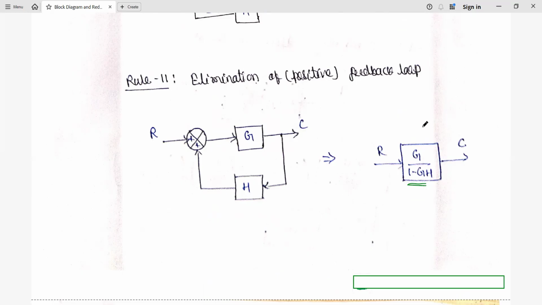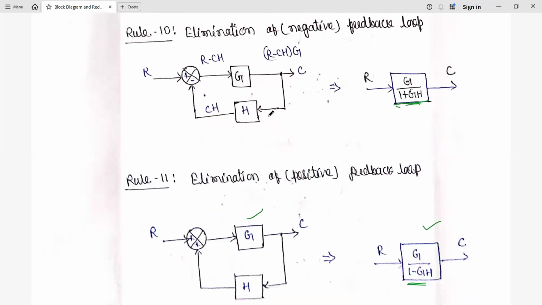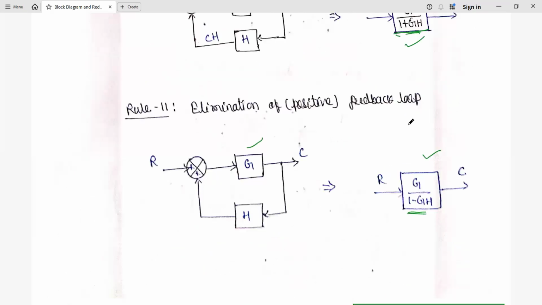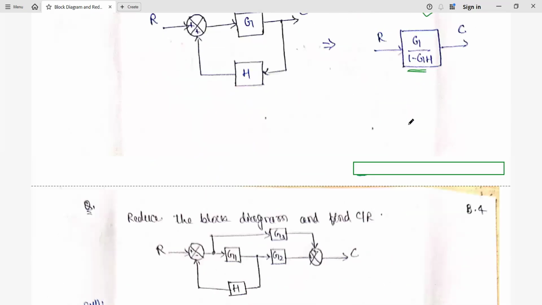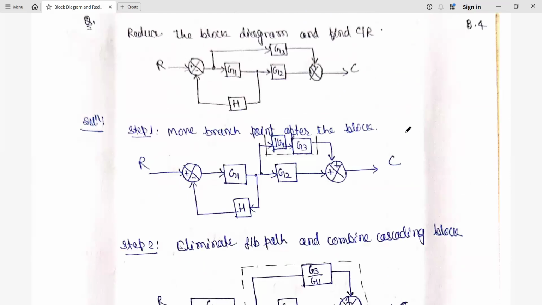So this is the closed loop transfer function. Okay. And this is the open loop transfer function. G is the open loop transfer function. And when it is represented with the help of H, it is going to be the closed loop transfer function. So here also open loop is G. This is the closed loop transfer function. So like this, these are the basic rules. Okay. Now we'll take one example.